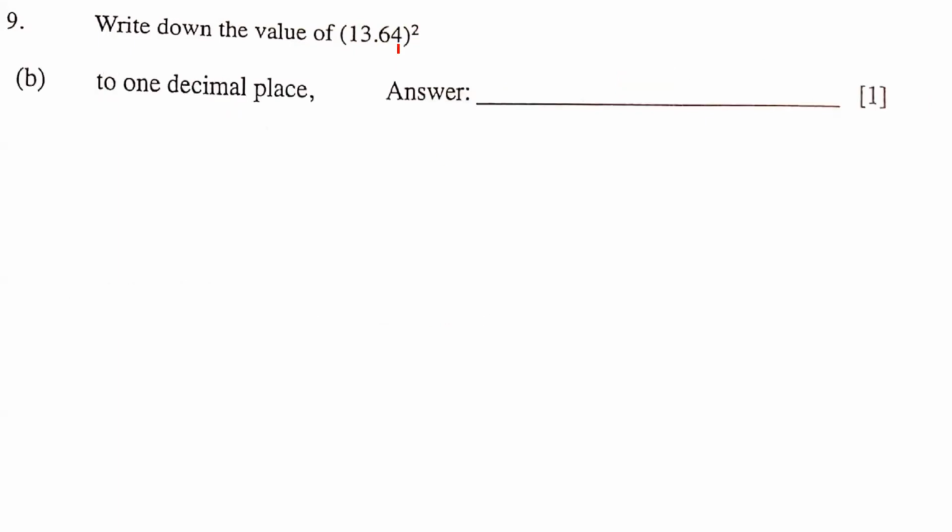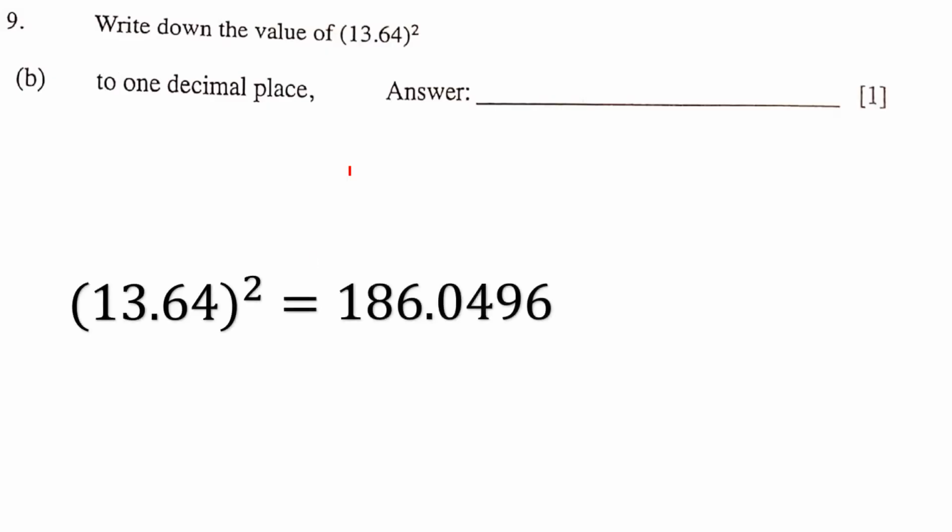They said, okay, take the same number and write down the value to 1 decimal place. So we still have 186.0496, but we want it to 1 decimal place. And so we have to look at 4, right? Is 4 greater than 5 or less than 5? 4 is less than 5, so we cannot add 1. And so we just leave it as 186.0. But if we had a number 5 or greater, then we could add 1 to it. But that's just not the case for this one.